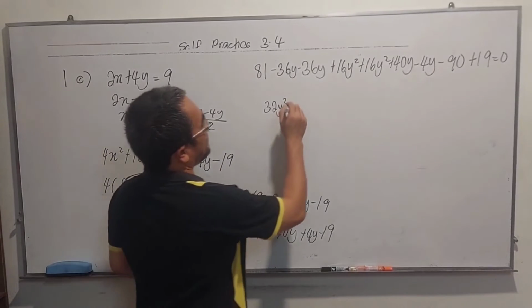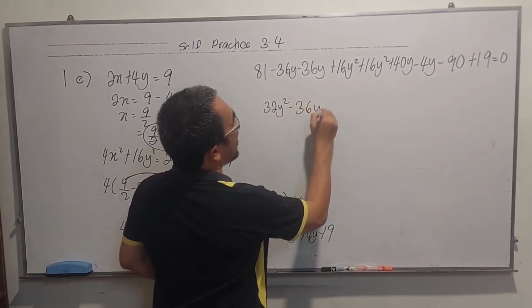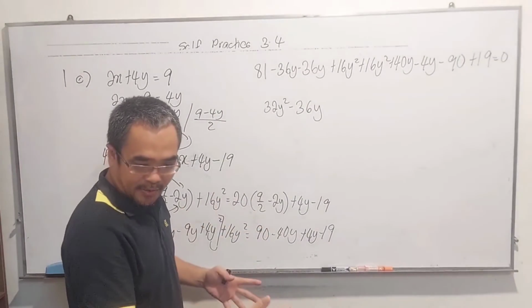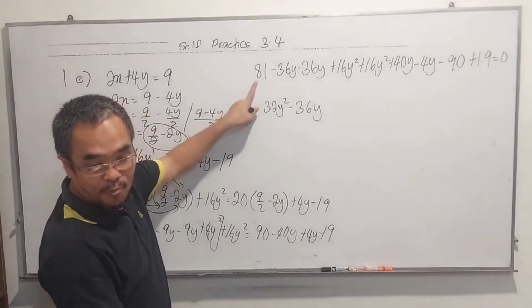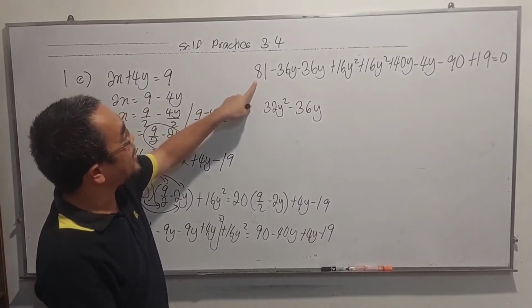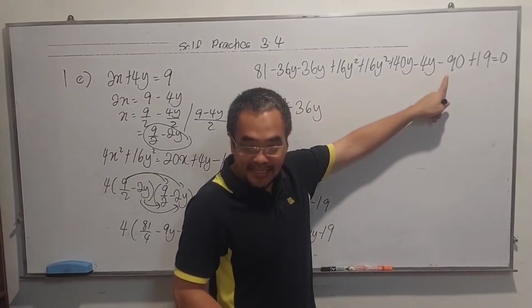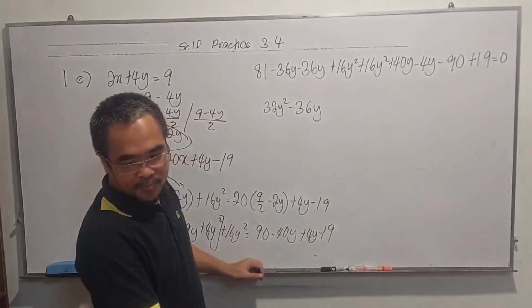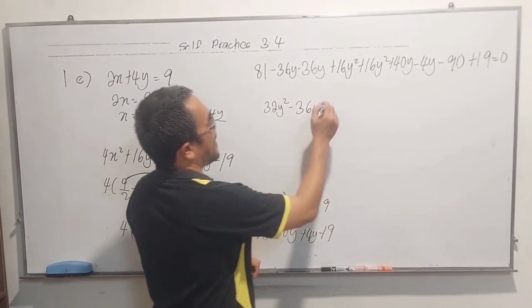Minus 36y. Okay? So all the coefficients of y you can add together. You do not involve 81. So 81 minus 90 plus 19, plus 10.